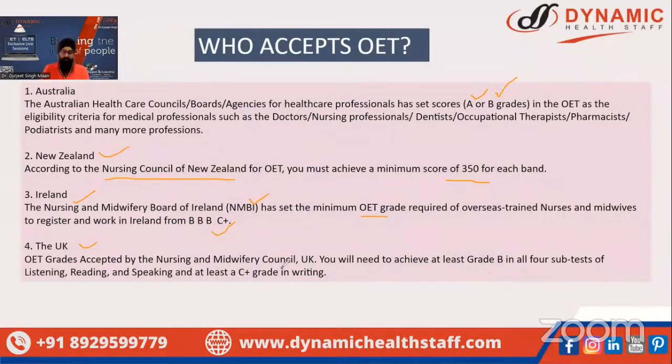In the UK, again, the Nursing and Midwifery Council, NMC, requires at least B grade in all the four subsets, and at least C plus in writing. C plus is the minimum grade for writing. It is only specific to writing, guys. No other module can be accepted below B. So these are the basic requirements for all the modules that you must get to gain acceptance there.